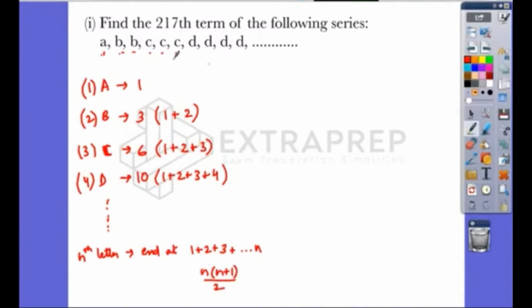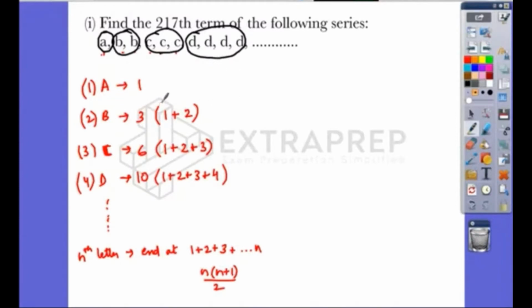See, I am making them into sets, perfect sets. A is a set. This is a set. This is a set. This is a set. So like that, let's find out how many sets are completed. For example, if 3 sets are completed, obviously the next one is a D. If 5 sets are completed, the next answer should be an F.